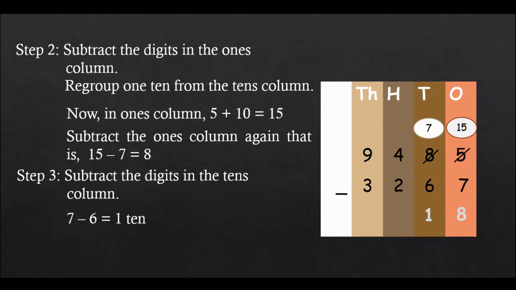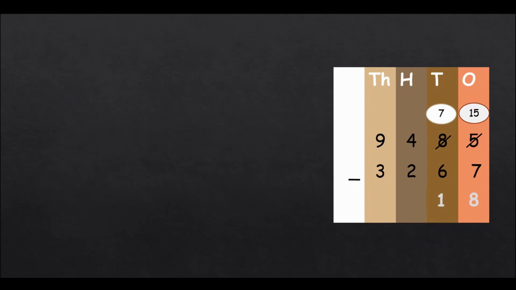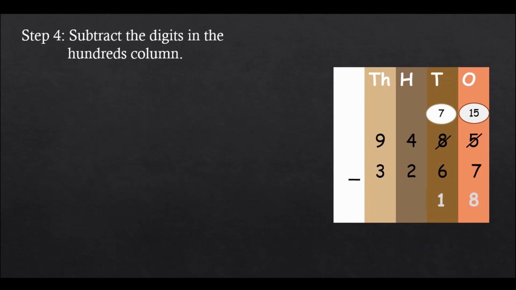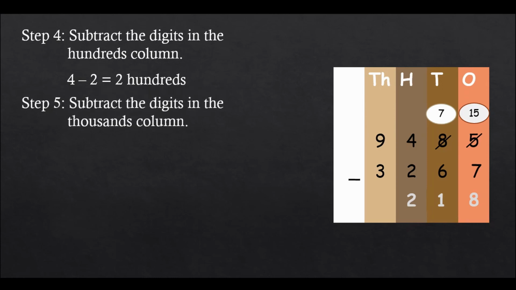When we go to the hundreds place, we have to subtract 7 from 8. That is 1 hundred. Finally, in the thousands place, subtract 3 from 9. That is 6 thousands. Write it in the respective place. Now we have our answer.